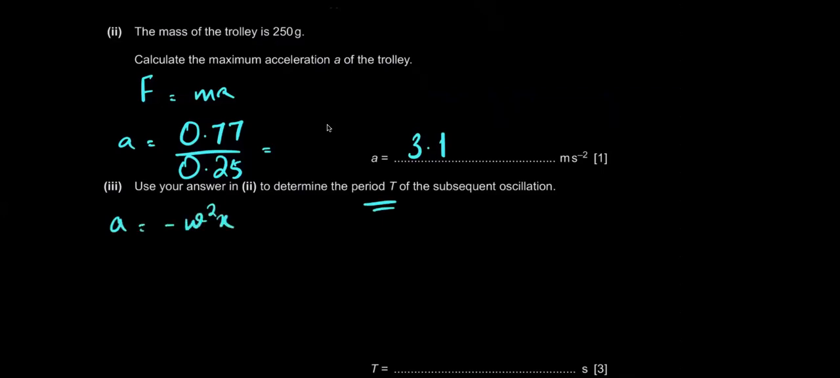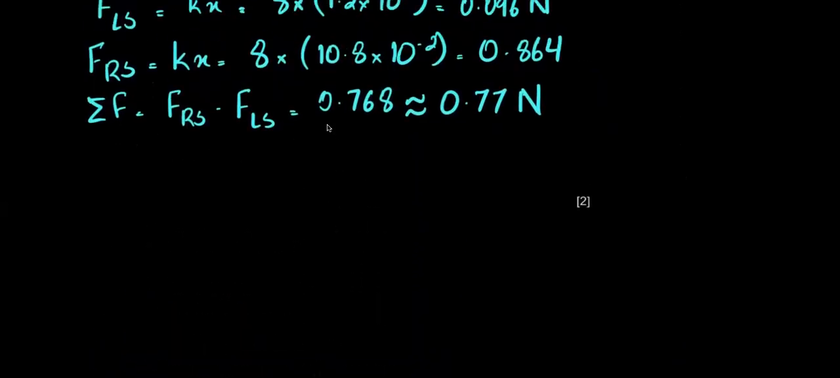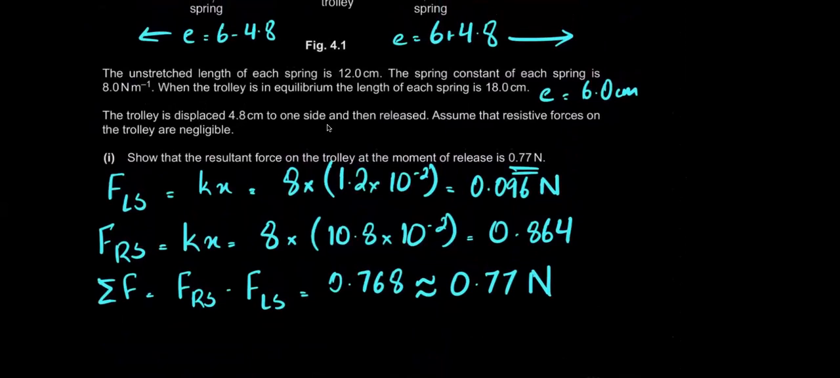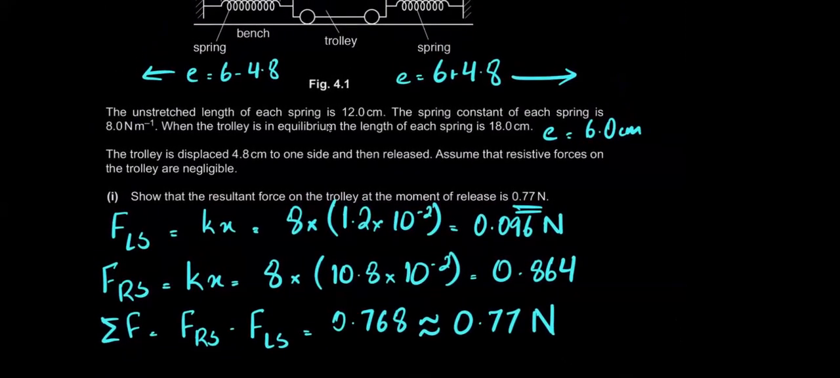So if I think about this, I already know a, which is 3.1, I found this. Omega squared is what I don't know, and actually, I know that omega is 2 pi upon T, so this is what's going to enable me to find T, and x. So x is the displacement, right? x is the amplitude. So if I think about this, this entire system was displaced 4.8 centimeters to one side. So this is basically the amplitude of oscillation, right?